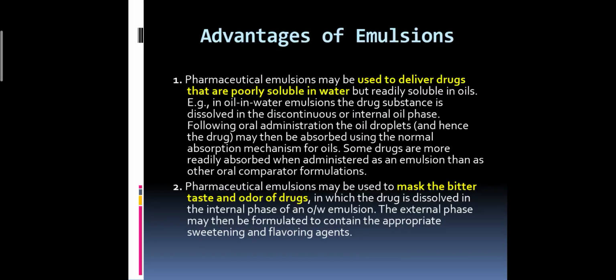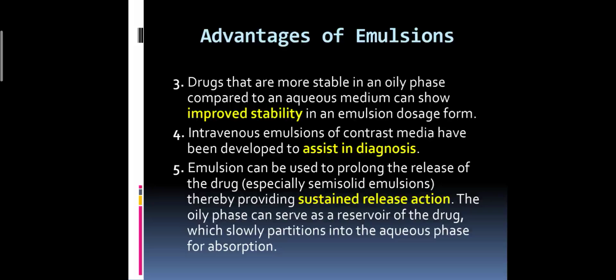So here are the advantages of emulsions. The first advantage is that some drugs are not soluble or are poorly soluble in water, so we make emulsions of those drugs and make them usable with water. The second advantage is that pharmaceutical emulsions are used to mask the bitter taste and odor of drugs by using sweetening and flavoring agents. The third is that emulsions improve the stability of a dosage form. Drugs that are more stable in an oily phase compared to an aqueous medium can show improved stability.